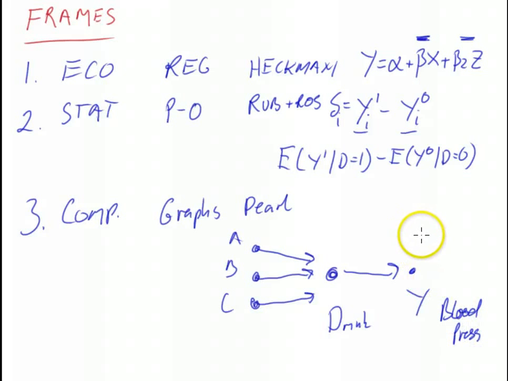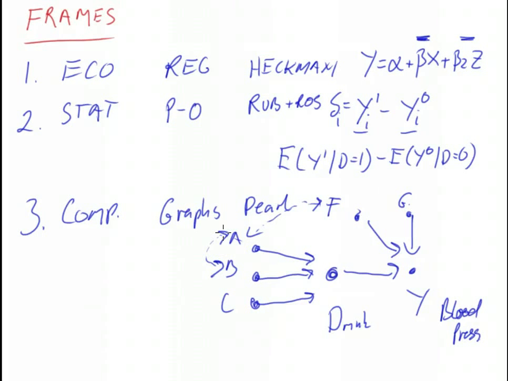Now, there could be other things affecting blood pressure except for drinking, of course. So let's say you have two other things here, F and G. And let's also say that there's a common variable between A and F. You don't know exactly what it is, but there's something that connects A and F, a common thing behind both A and F. And the same thing between A and B. There could be a common factor behind both of those.